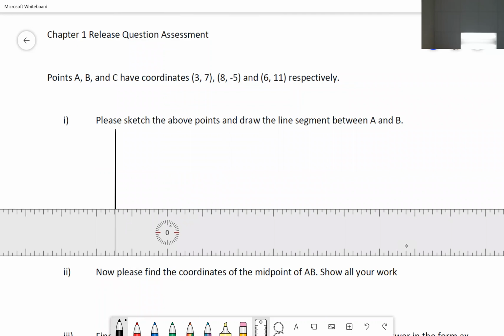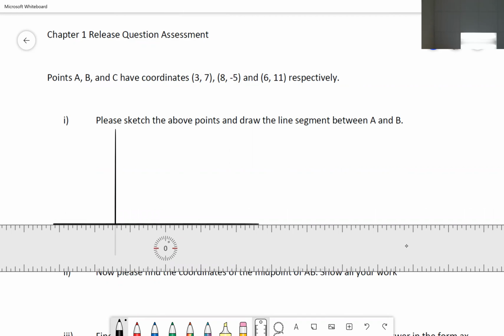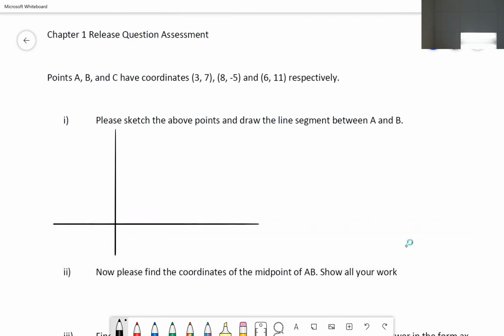Let me bring it a little bit lower. That says here 3, 7. So 1, 2, 3, 1, 2, 3, 4, 5, 6, 7. So 3, 7. 8, negative 5. 4, 5, 6, 7. 1, 2, 3, 4, 5. And then 6, 11. 1, 2, 3, 4, 5, 6.